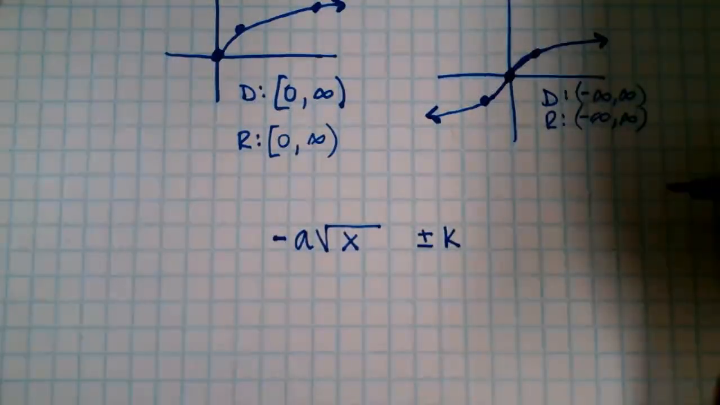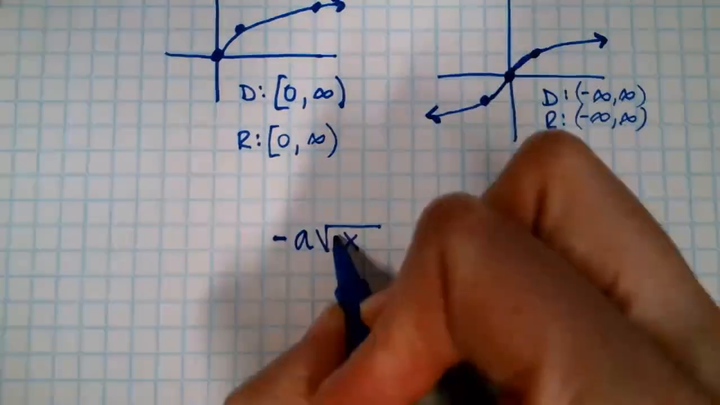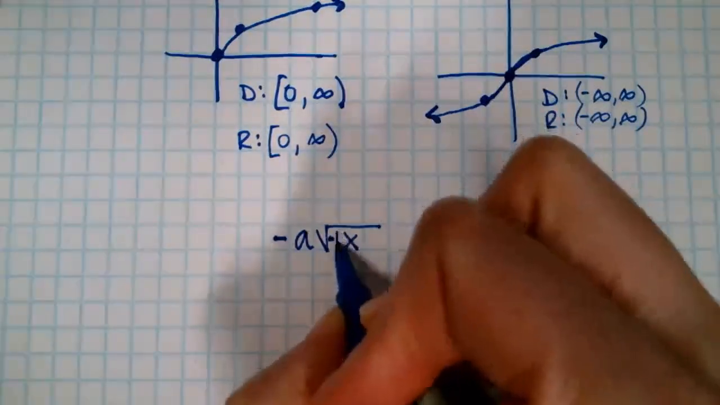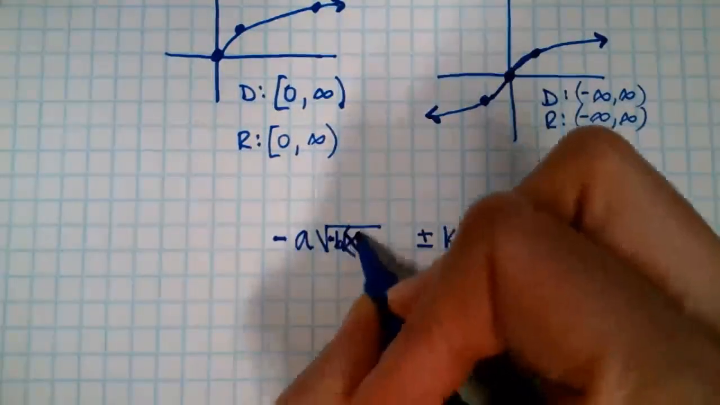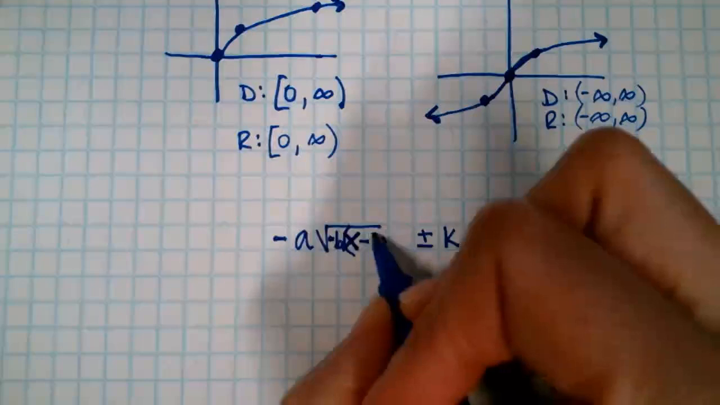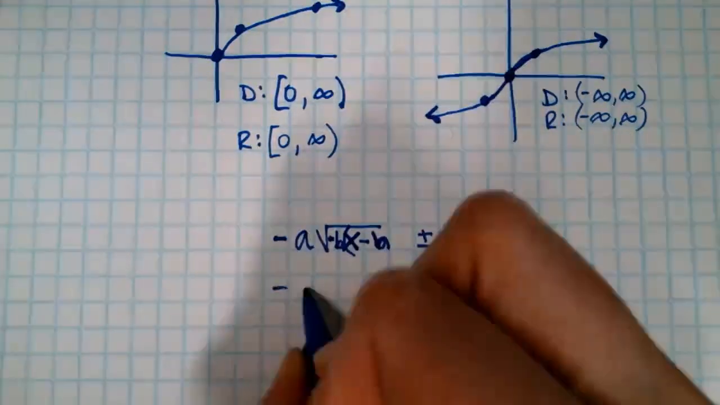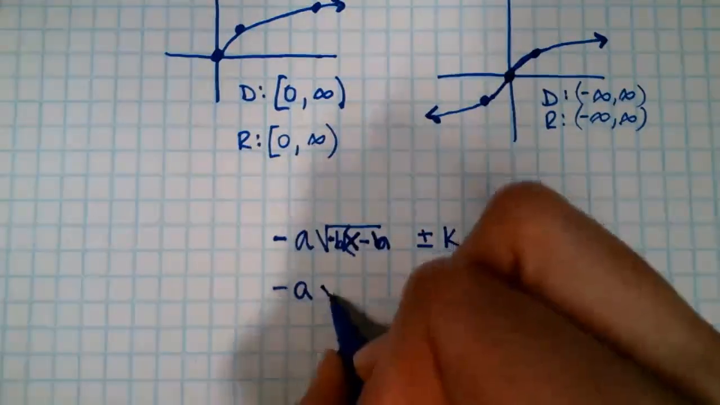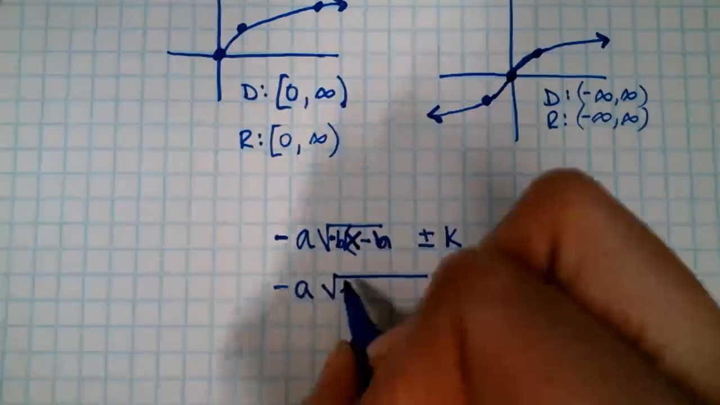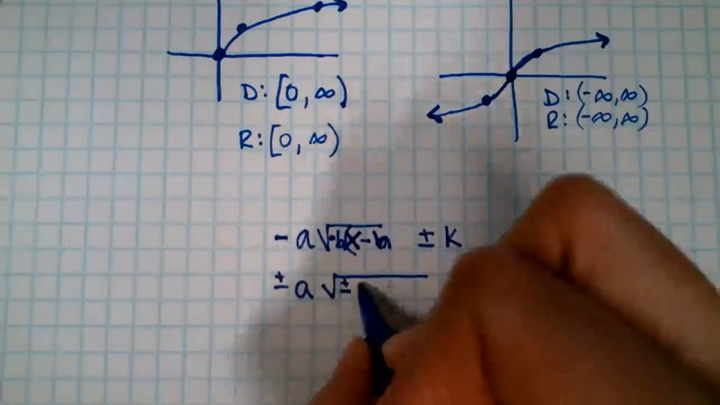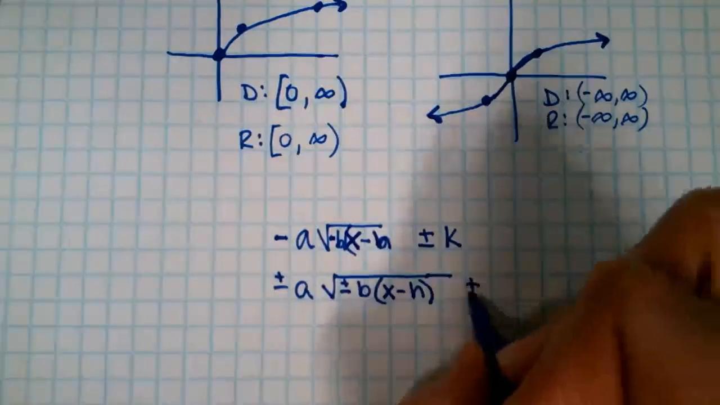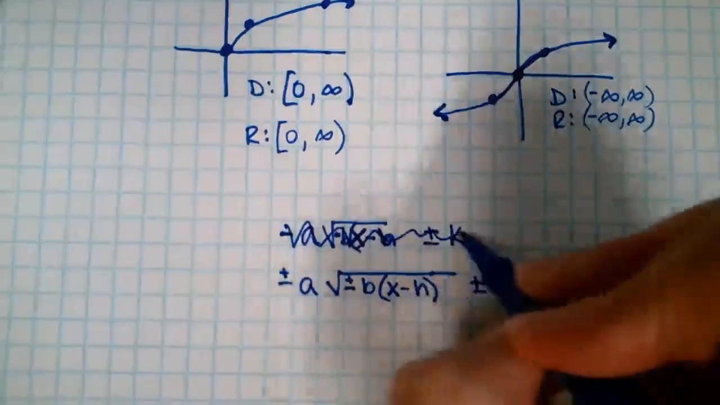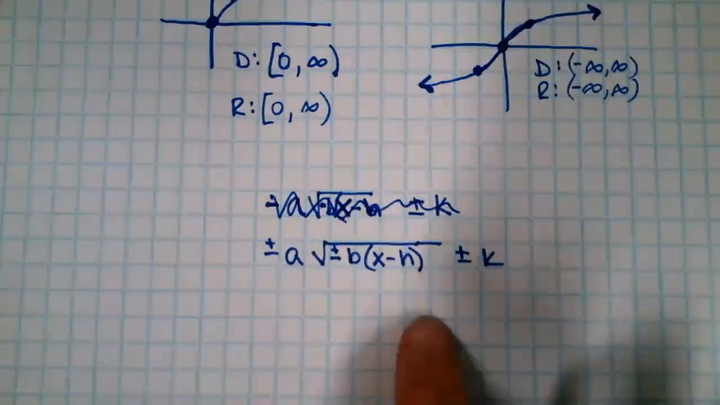When I have stuff on the inside of the function, I'm going to use a b value, and I'm going to put this in parentheses. I'm going to rewrite this whole thing because it looks crazy. Okay, so ignore that. This is better.